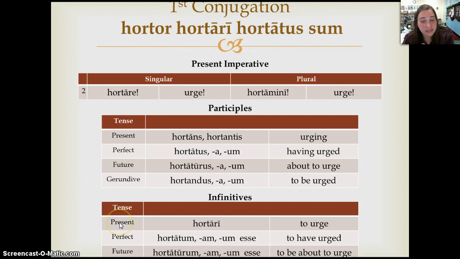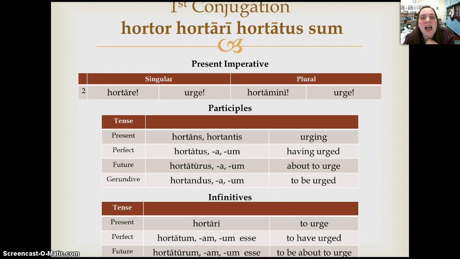The infinitive, there are three tenses. There's the present infinitive, which is the second principal part, exactly what we expect, translating actively, to urge. Hortatum, hortatam, hortatum esse. I always give you guys the accusative endings on the infinitive since infinitives are so often used in indirect statement. Means to have urged, and hortaturum esse means to be about to urge.